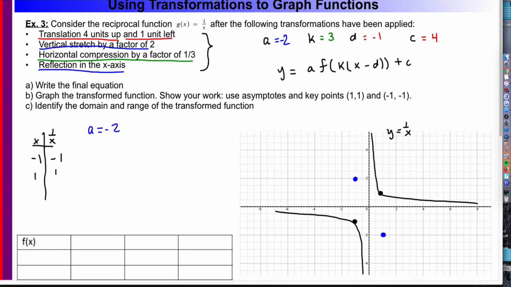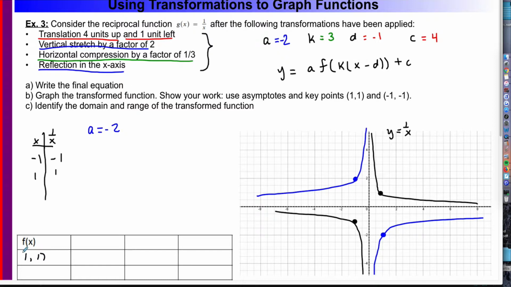So now we can draw a line, and remember that this has been vertically stretched by a factor of 2, so we're going to notice that it's going to look further away from the x-axis, both above and below.